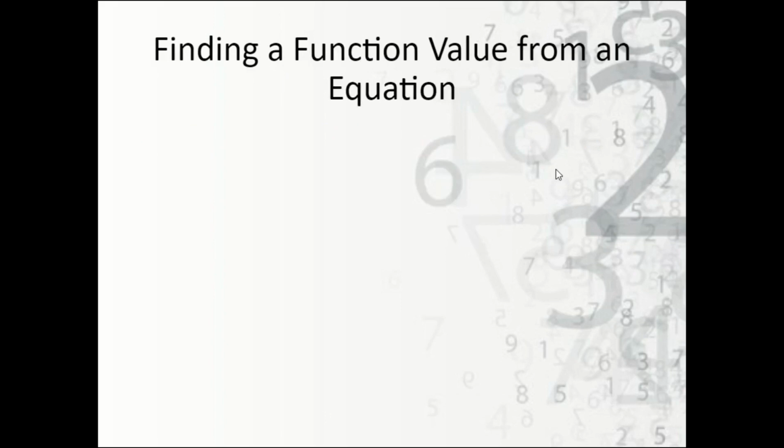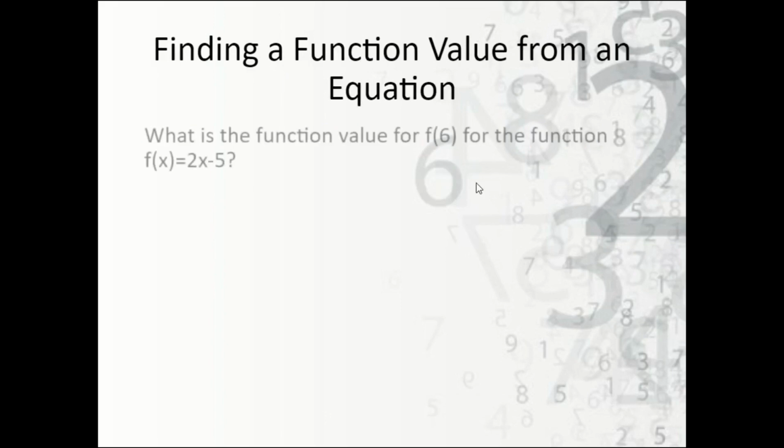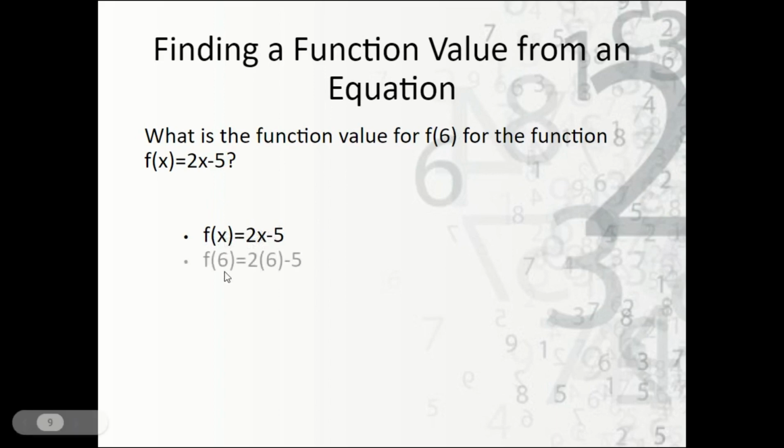Now, how do we find a function value from an actual equation? It says, what is the function value for f of 6 for the function f of x is equal to 2x minus 5? What we're going to do is take f of x equals 2x minus 5, and plug 6 in for x. So it goes here and here. f of 6 is equal to 2 times 6 minus 5. Well, 2 times 6 is 12. 12 minus 5 is 7. So the function value for f of 6 is 7.